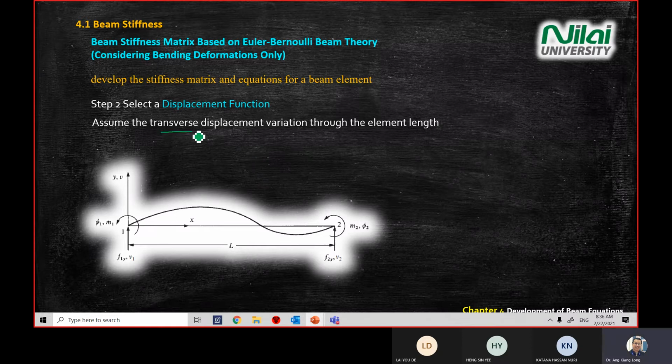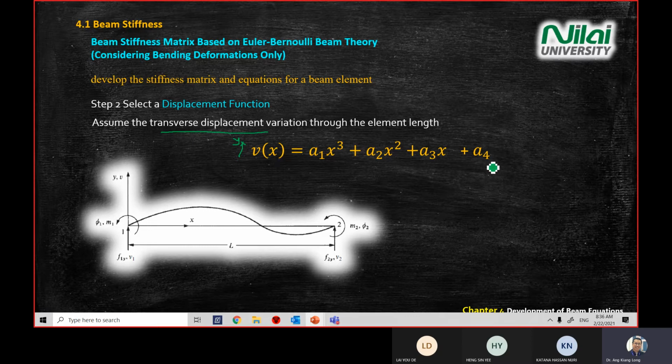So let's say we have a transverse displacement. For beam analysis, we always assume that we have a transverse displacement throughout the length. This is the fundamental equation when we have a transverse displacement, in this case in the y direction. So again, y direction, we use v. V(x) means v is a function of x.